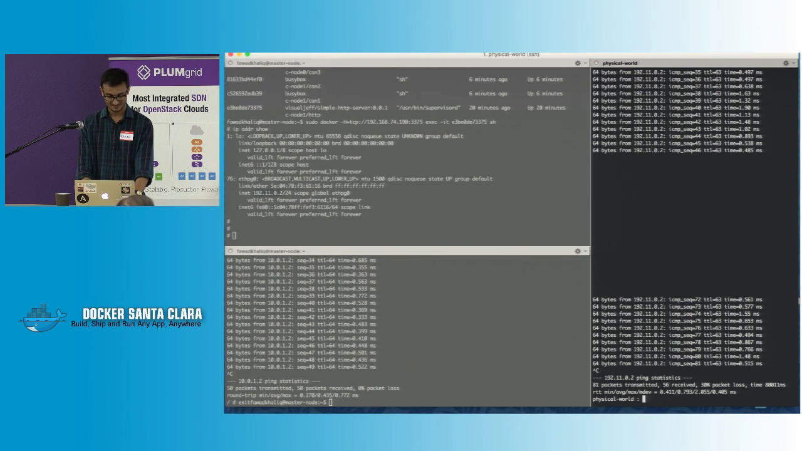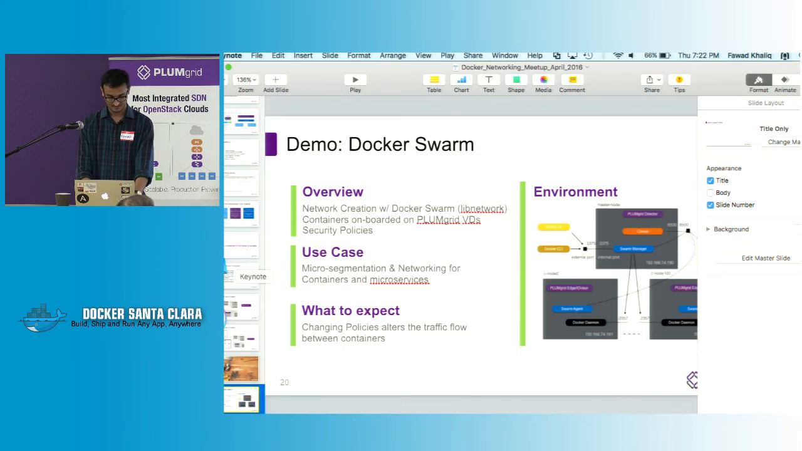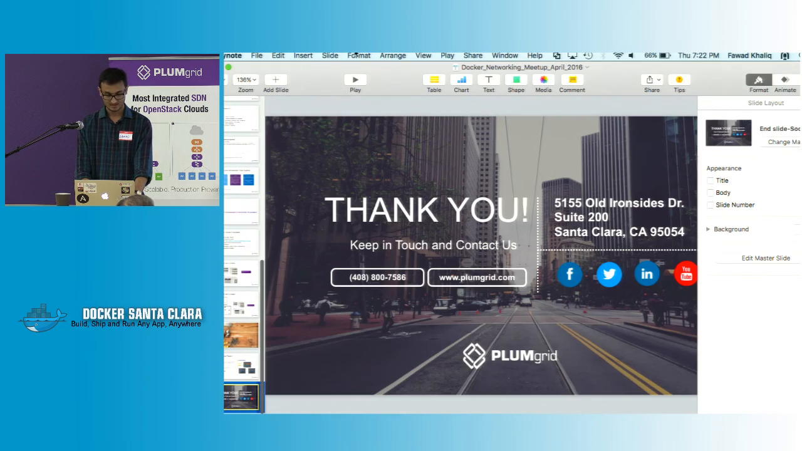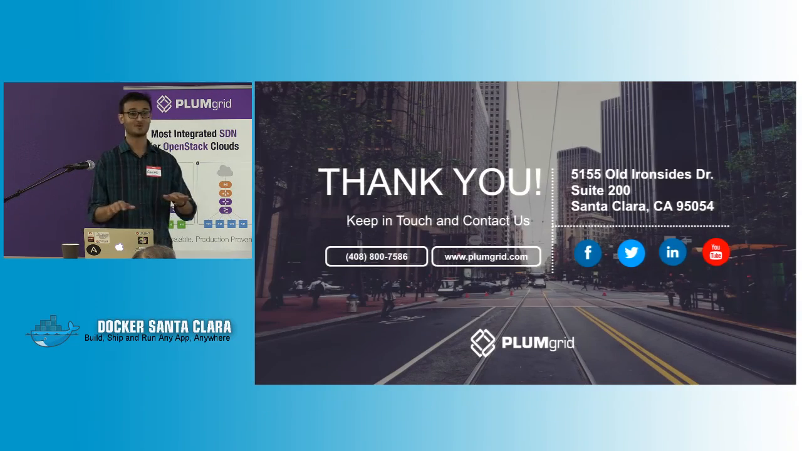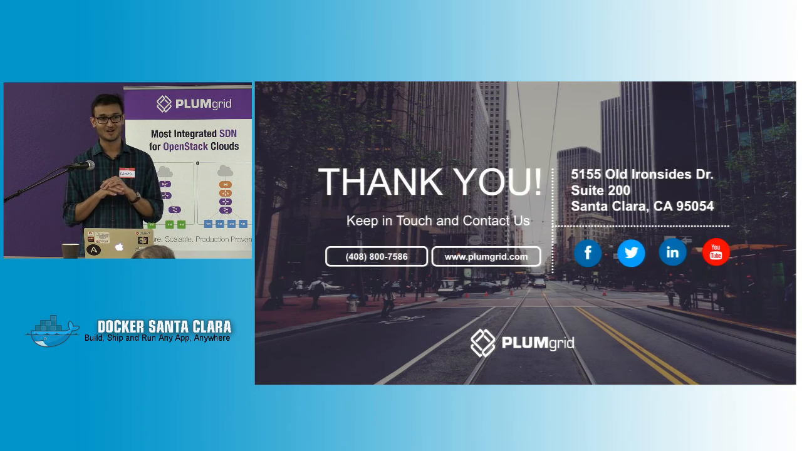The policies applied using what backend? IP table rules? No, it's not IP table rules. This is Plum Grid ONS distributed IO policies, which are in kernel.